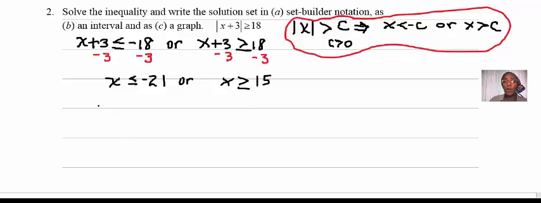So if I want to write that in set builder notation, that is the set of all x such that x is less than or equal to -21, or x is bigger than or equal to 15.